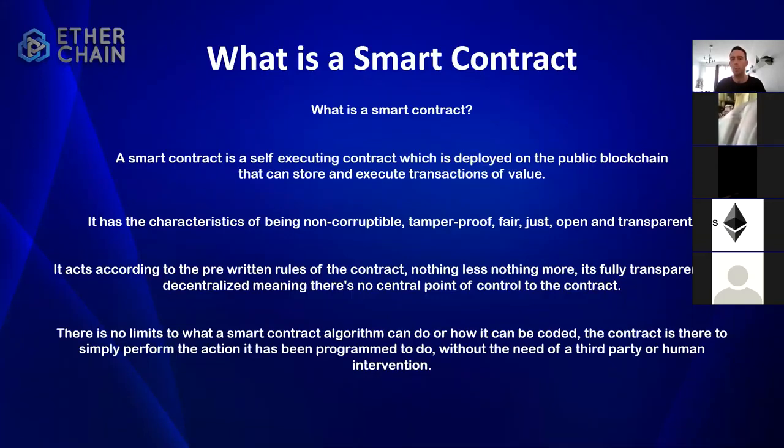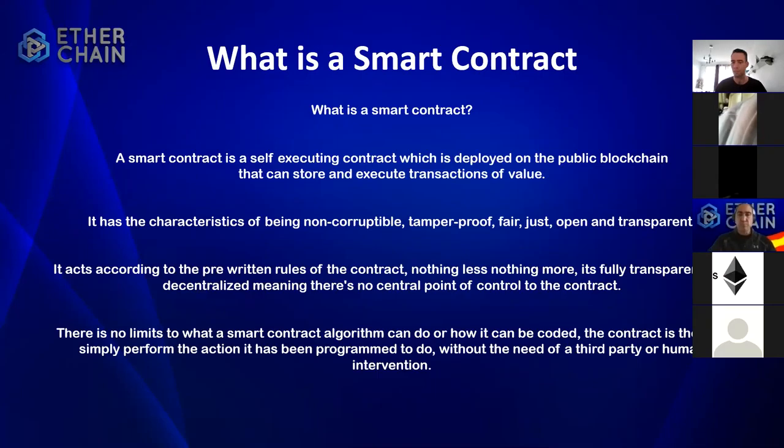That means it's immutable. Nobody can change it. Nobody can alter it. Nobody can control it except the smart contract. It acts strictly according to the pre-written rules of this contract, nothing less, nothing more. It is fully transparent and decentralized, meaning there's no central point of control to the contract. And there's no limit to what a smart contract algorithm can do, nor how it can be coded. The contract is there to simply perform the action it has been programmed to do without the need of a third party or human intervention.